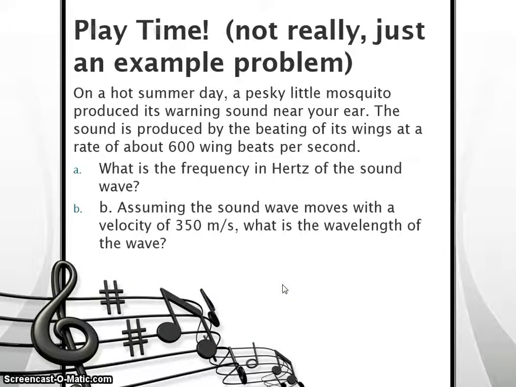So here we've got an example. They've given you a rate of 600 wing beats per second. That's telling me how frequently this occurs. And so they've given us the frequency as 600 beats per second. That's 600 hertz. We know that the sound wave is 350 meters per second. And so how do you figure out the wavelength of the wave? Well, we're going to have to divide. We'll take your velocity, divide by your frequency, and you get your answer.